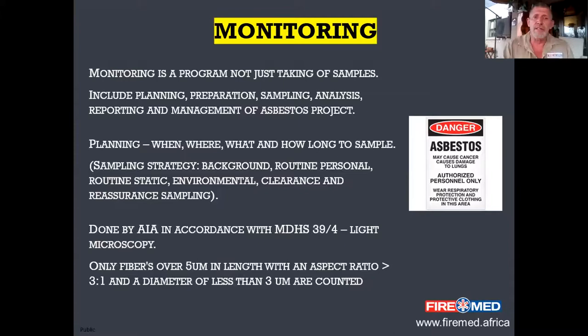Okay, and of course, planning is when, where, what, how, and how long to sample. Sampling strategy, you need a sampling strategy, and as an employer or safety officer, you are part of that strategy because you need to put in any requirements regarding your staff during that operation. Then obviously it needs to be done by an AIA and in accordance with MBHS 39-4. And like I said previously, only fibers under 5 microns in length with an aspect ratio of 3:1 in diameter, less than 3 microns are counted.